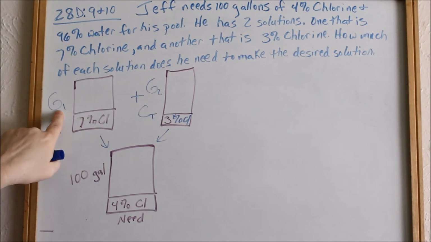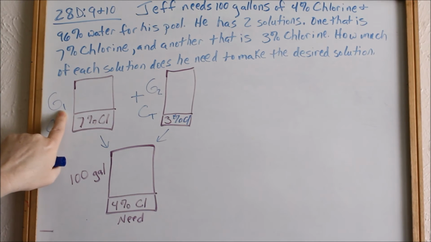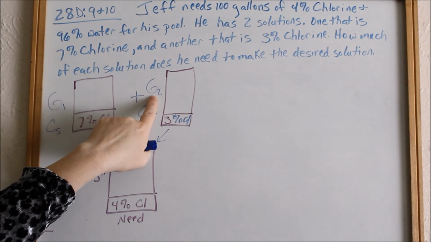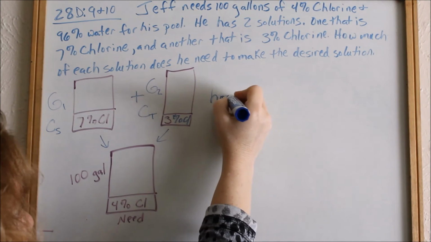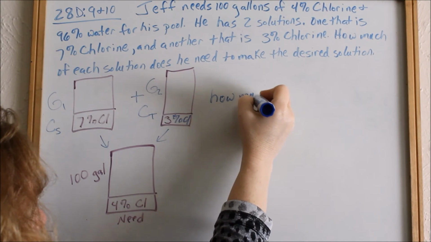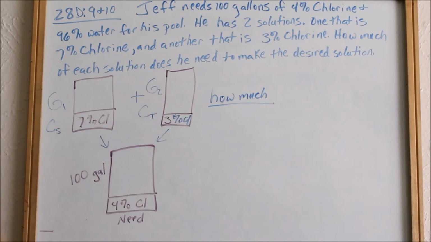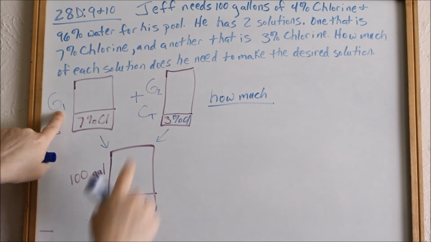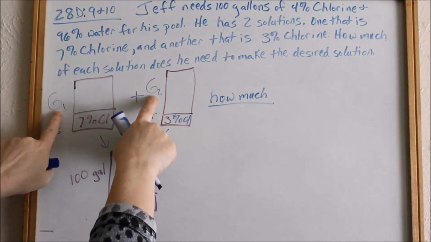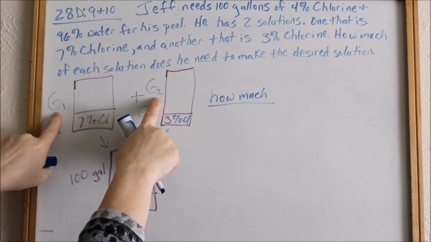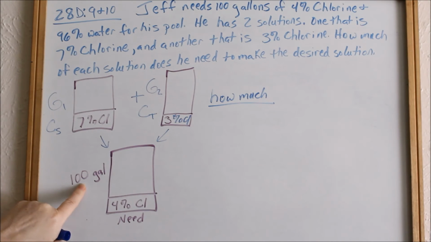This reminds me I'm needing gallons. How many gallons of this and how many gallons of that? So my first equation I'm going to write is my how many or how much, okay? This gallons plus this gallons has got to equal 100 gallons. Do you see where I'm writing all my variables? I put these outside here because I'm using this outside number here, okay?